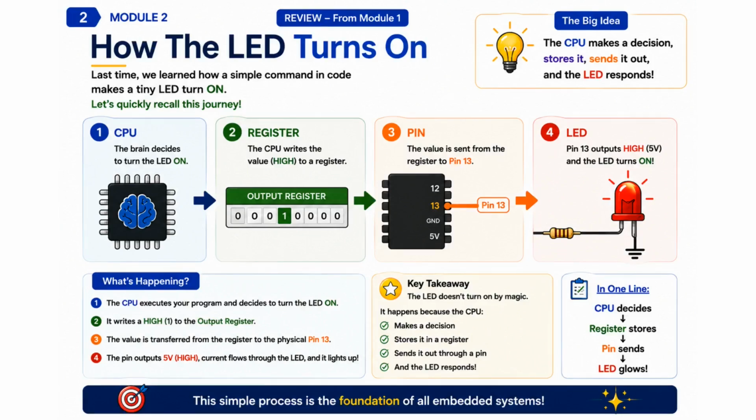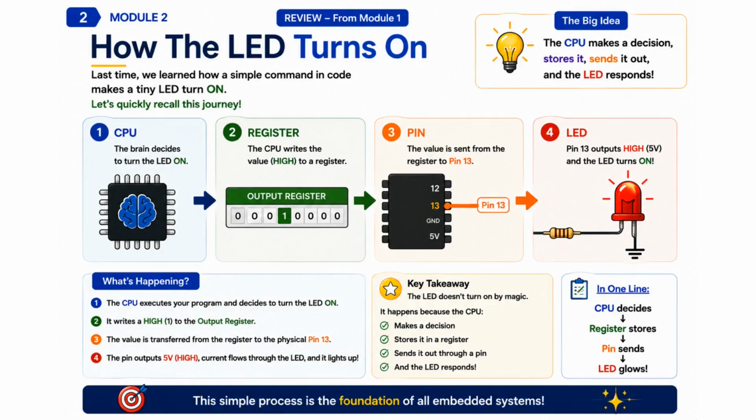The register temporarily stores that information inside the chip. Then, that value is sent to the physical output pin. On an Arduino Uno, this example uses pin 13. The pin outputs a high voltage, approximately 5 volts. Current now flows through the LED circuit. And finally, the LED turns on.